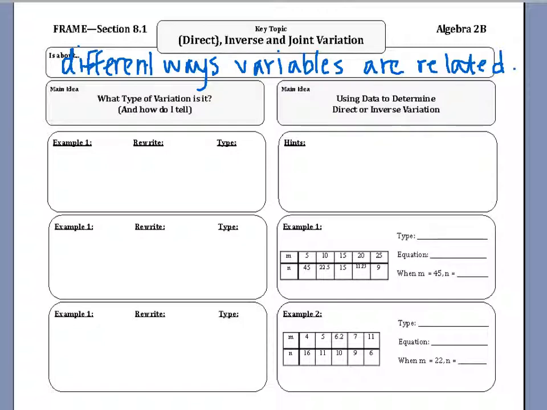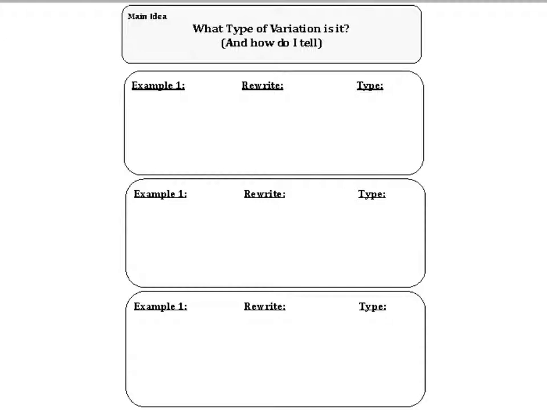We're going to do a few examples where we pick out what type of variation it is. And then we're also going to do some looking at tables. Okay, so let's look. My example 1 is not on your page, so I'm going to write it right here. Example 1 is xy equals 5. Okay, so we want to find what type of variation it is and how do I tell. So we've got these three types. I'm going to write them over here on the side. We've got y equals a times x. That's direct. We've also got inverse.